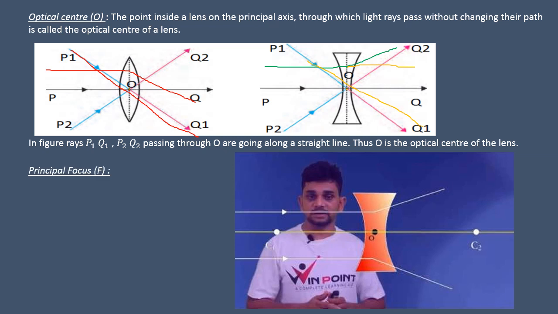Okay, let's move to the next point, that is the principal focus, which is very important. What is the principal focus? As in the case of a mirror, when the light rays reflect, after reflecting they converge into one point on the principal axis. That one point is called the focus. It means all the light rays after reflection come together in one point. That is your principal focus.